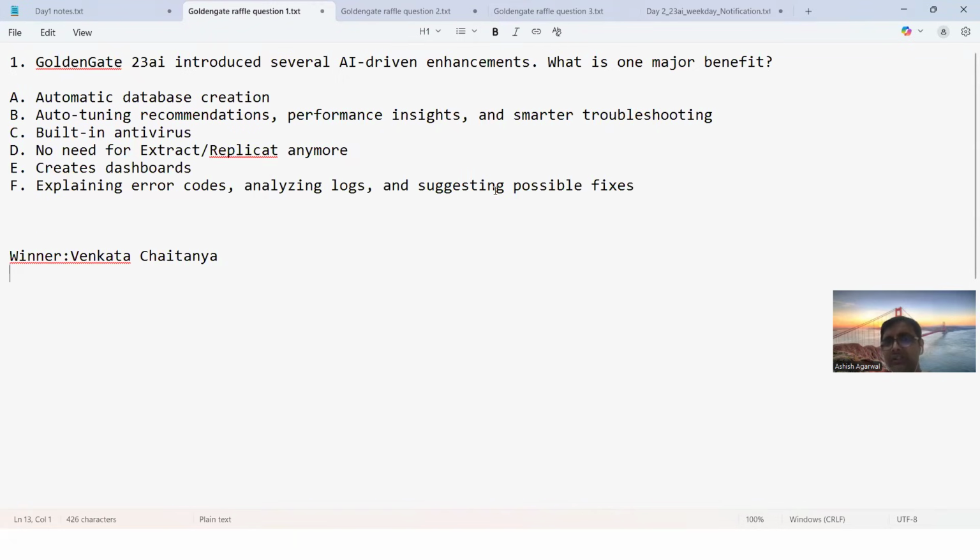If you have any question, anything, you can type in the chat window. And we'll also be discussing how to upgrade GoldenGate from one version to another version, from 19C to 23i, 21C to 23i, from classic to microservices. All those are part of this training. So we'll be covering that.